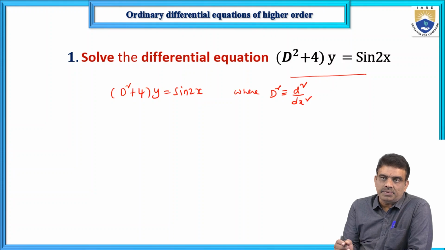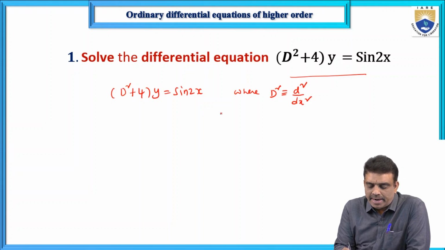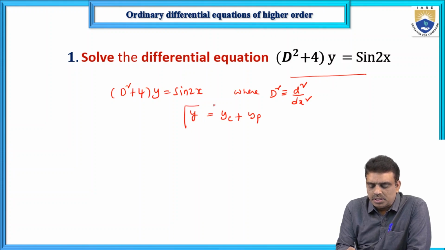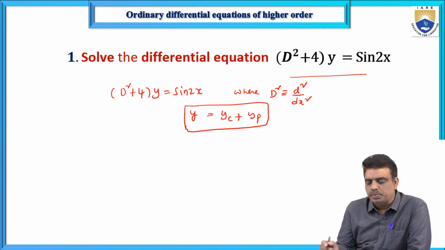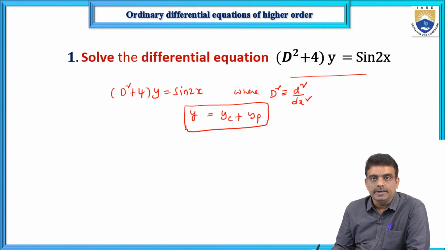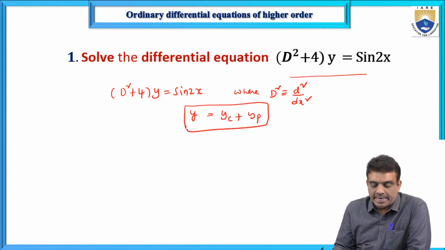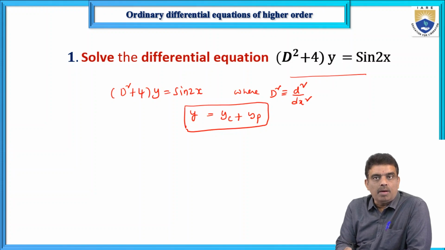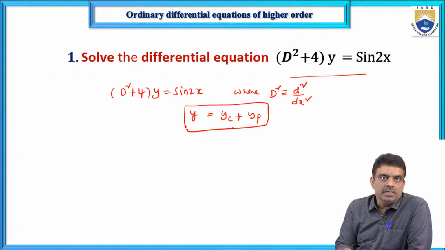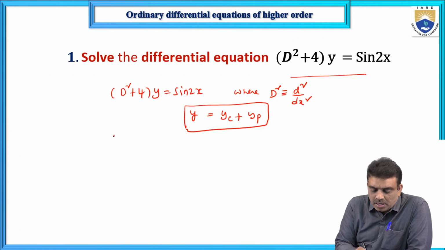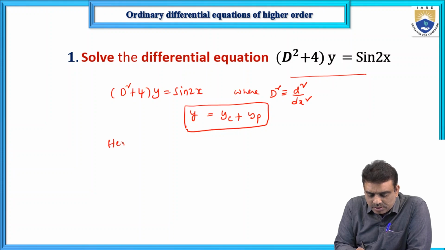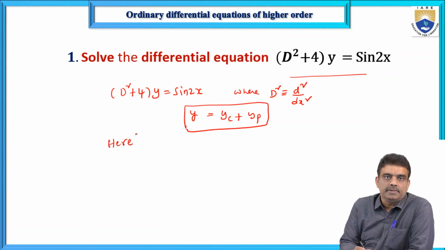Now to solve this equation, we need to find the complementary function and particular integral. The sum of the two is the general solution. The complementary function plus particular integral summation is the general solution, that is y. We know that the complementary function is nothing but the solution of (D square plus 4) y is equal to 0. First I would like to find out the complementary function.